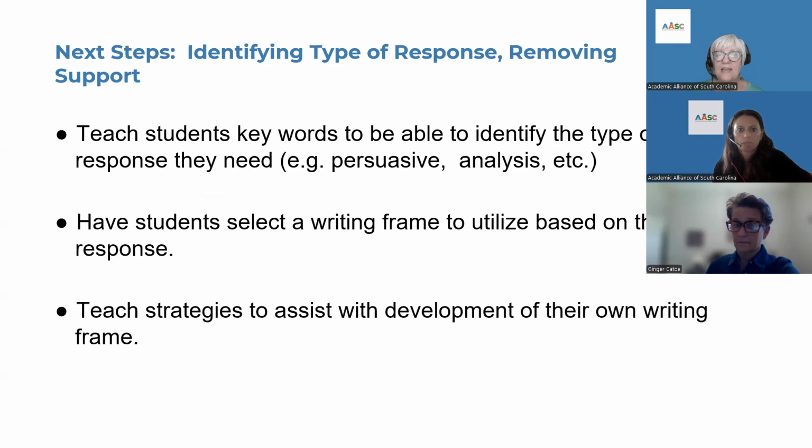So our next steps are to identify the types of response and then start thinking about removing the support. One of the things we have to do is teach students keywords to be able to identify the type of response. Once again, you're going to do that the same way you would do question words. What are keywords that let us know that we're writing a persuasive piece, that this is about persuasion? And then have students select a writing frame. They're going to make their own choice. They're going to say, oh, I know, maybe Zane did this the other day, this is the particular writing frame I'm using. And then begin to teach them strategies to develop their own frame. How are they going to remember how to do this work?